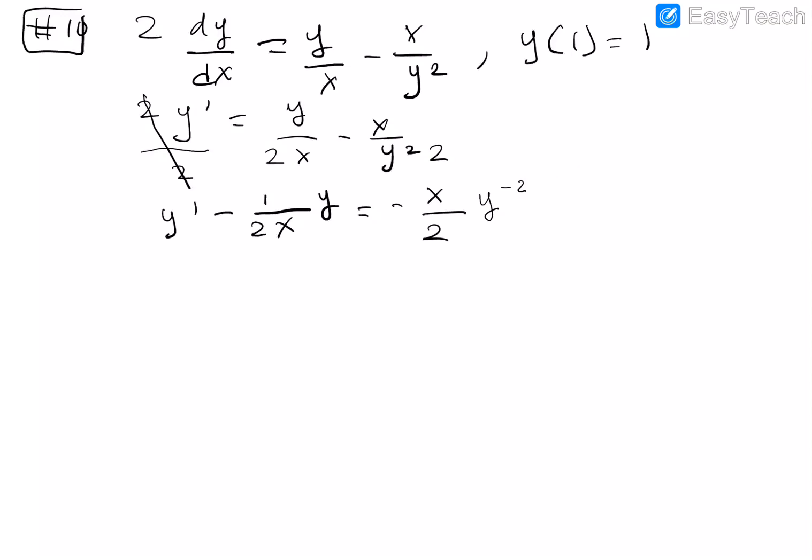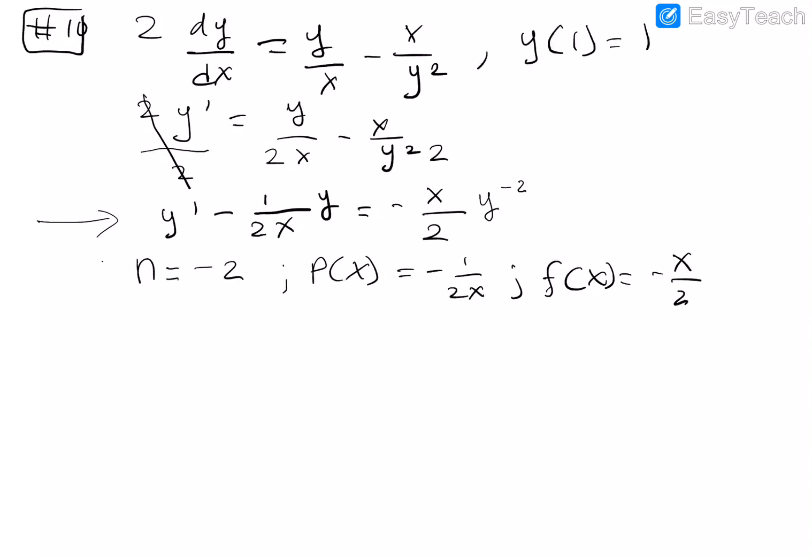Alright, so now that we have this equation, I'd like to extract all my components that I need. For instance, I'll need the n, which we said was equal to negative 2. The p of x is equal to negative 2x. And our f of x is equal to negative x over 2. And I simply got all these pieces of information from here.